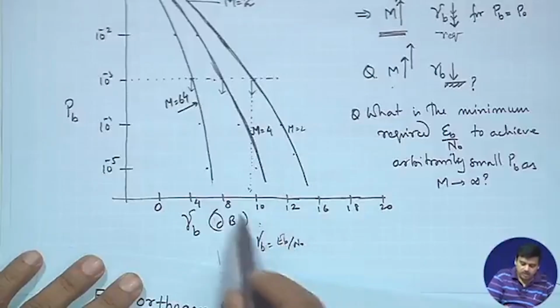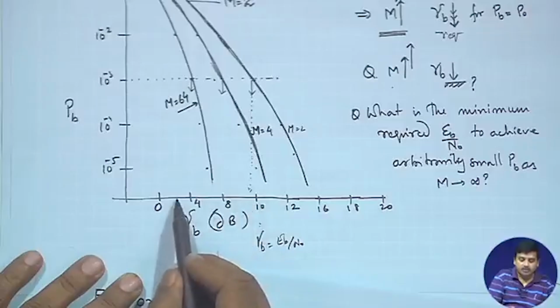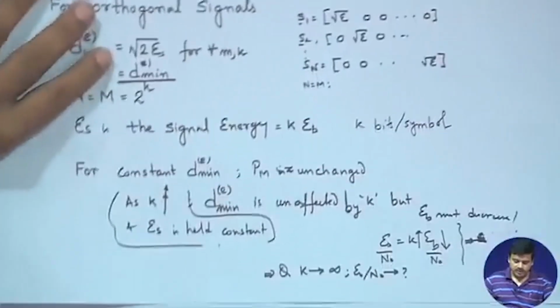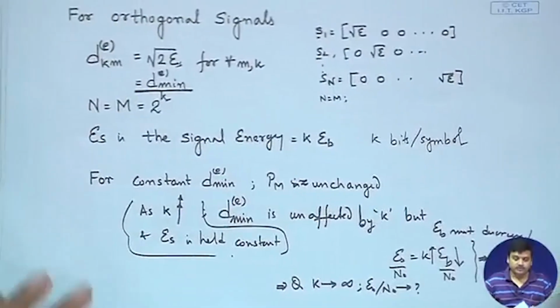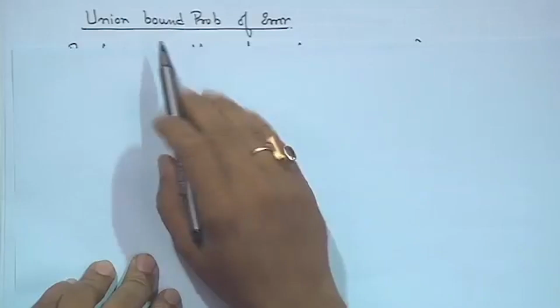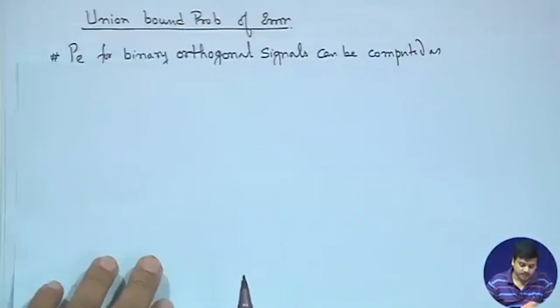So, gamma_b is decreasing; E_b decreasing means gamma_b decreasing. Both the things could be explained by looking at the expression and arguing in terms of the minimum distance of the constellation points from each other. This is qualitatively argued, but we are still left to find out what would be the minimum E_b by N_0 that we require. To proceed on that, one could resort to the union bound on probability of error. That is what we are going to look at in this part.